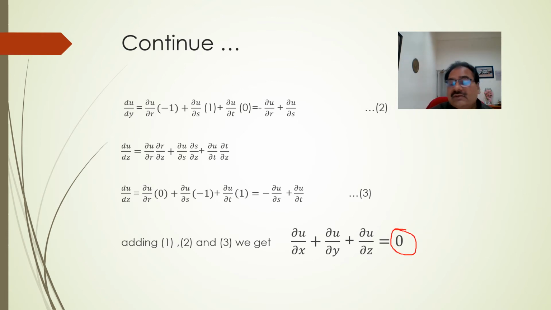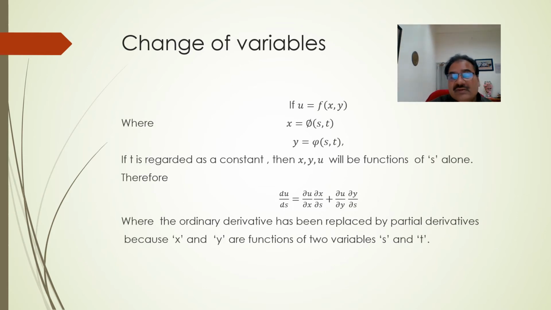So this establishes the result, and this is an important result in this situation. Now another part is coming, that is change of variable. If u is equal to a function of x, y, where x is a function phi of s, t and y is xi of s, t, here the function is different. You look, this is a different function, and this is a different function.